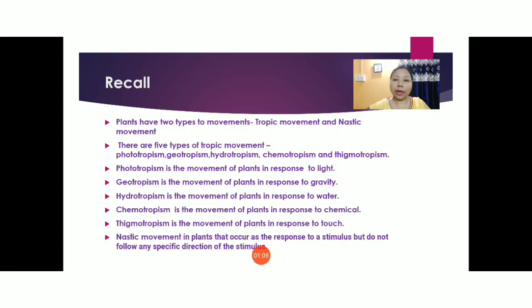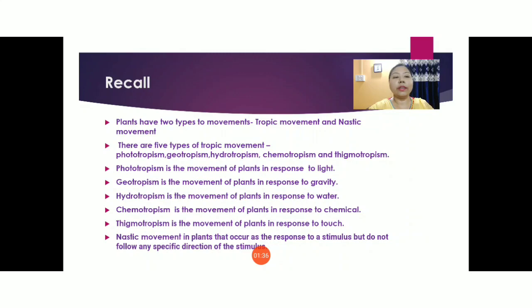Apart from the tropic movement, there is another movement called the nastic movement. Nastic movement in plants also occurs due to stimulus. That means they respond to stimulus but they do not follow any specific direction. But on the other hand, the tropic movement follows a particular direction. That means they move towards or away from the stimuli.